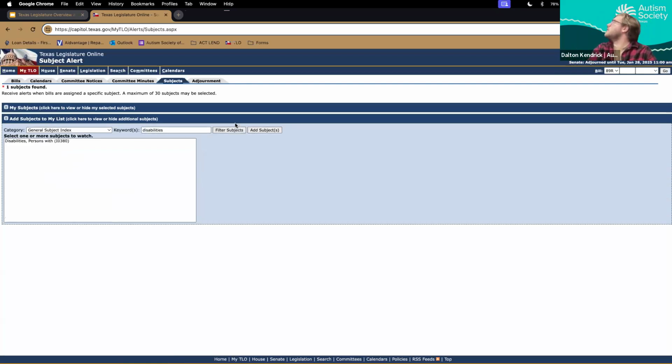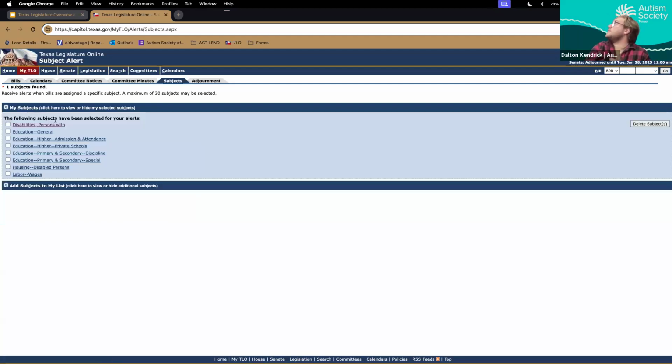Like disabilities. Anything that's filed relating to person or persons with disabilities usually gets tagged to this one. The way I have this one turned on, anytime a bill is filed, I will get an email saying, hey, these bills were assigned to this subject. It's just another way to keep track of different bills that are filed and know what's happening.